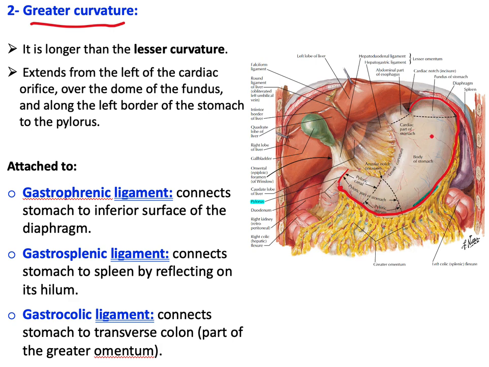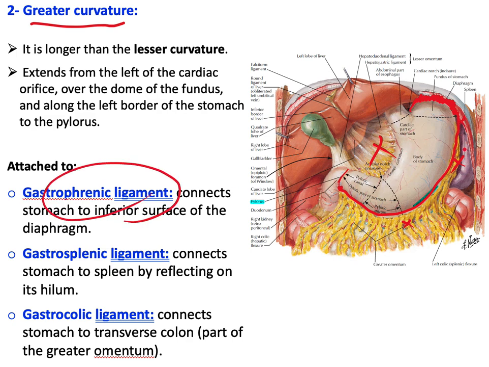But anyway, the greater curvature connects the stomach to different structures and it is composed of different parts. So the greater curvature is connected to the surrounding structures by the greater omentum. This part, the yellow-colored double layer of peritoneum, we call the greater omentum, not lesser omentum, and it has three parts. One starts from here, like a ligament connecting the fundus of the stomach to the diaphragm. We call it the gastrophrenic ligament.